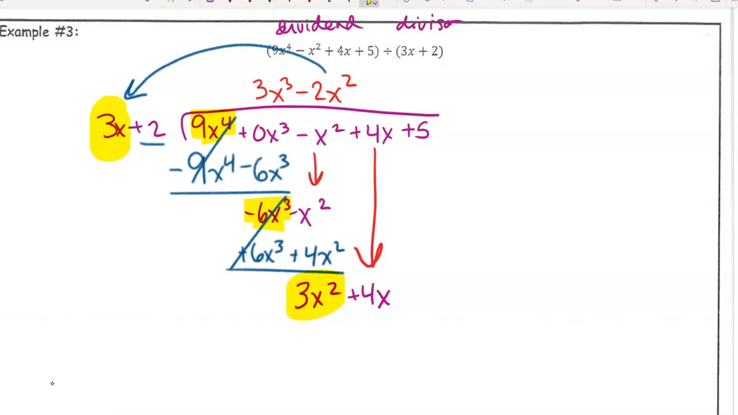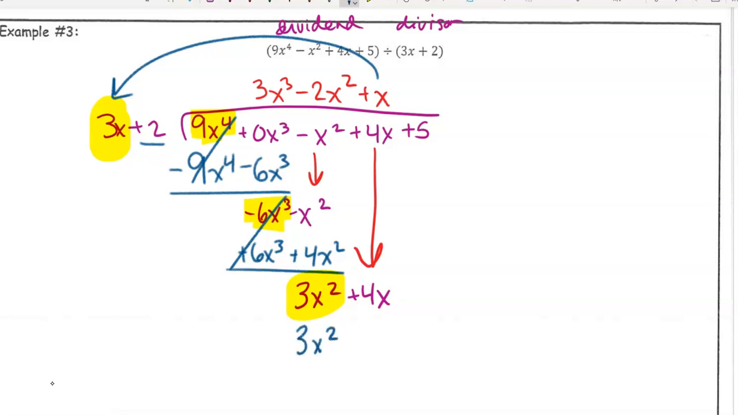3x squared divided by 3x. 3 divided by 3 is 1. X squared, take away an x, we're left with x. All right, now we go back into multiplying. X times 3x is 3x squared, and x times 2 is 2x. Change the sign so we can subtract. These cancel out. 4 minus 2 is 2.